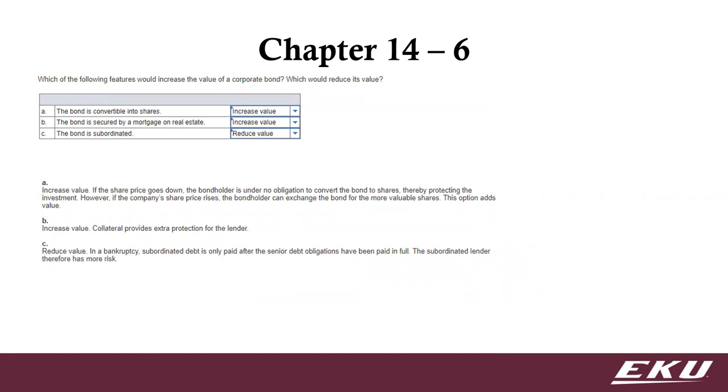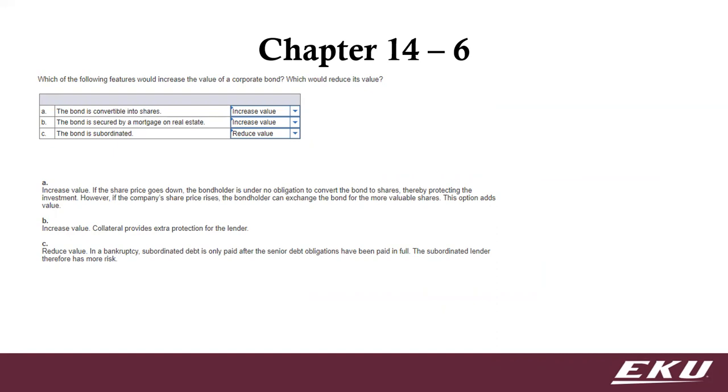With 6, just understand what we're doing is we're saying, okay, is this bond more or less likely to return your money, right? And so the way to think of this, if the bond is convertible to shares, so what it means is, okay, I've got a built-in option, so therefore I've got something else of value, right? And so it's going to increase the value.